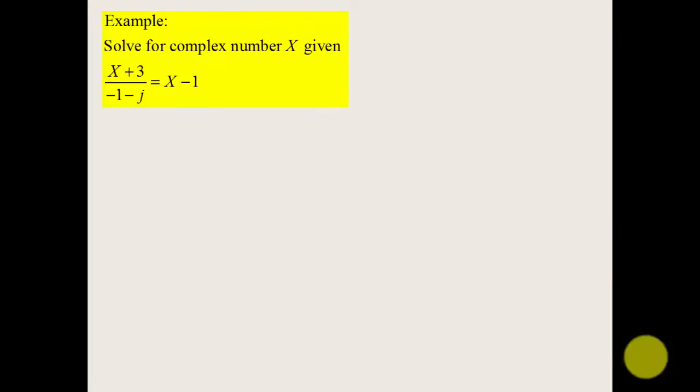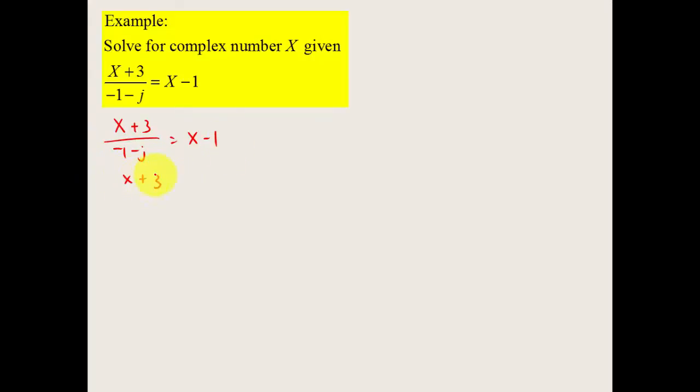In this example, you have to solve for complex number x given this equation. This equation is different from what we had earlier. It does not look like it's in quadratic form. So what I'm going to do is to try and make x the subject of the equation and thereafter solve for it. So first thing, I'm going to copy down the equation as given. And then I'm going to bring the negative 1 minus j to the right hand side.